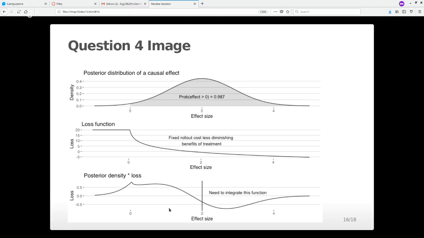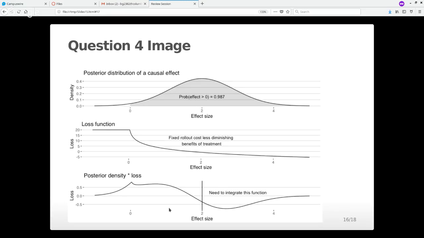But that doesn't say anything about the costs. So we also have to have a substantive loss function that we weight by a probability function in order to figure out what decision, to do this or not do this, would maximize our utility.